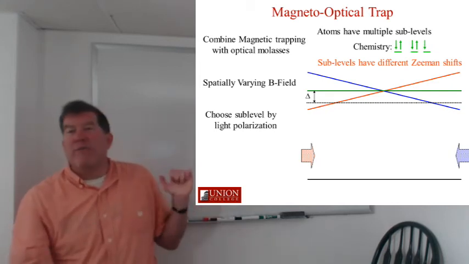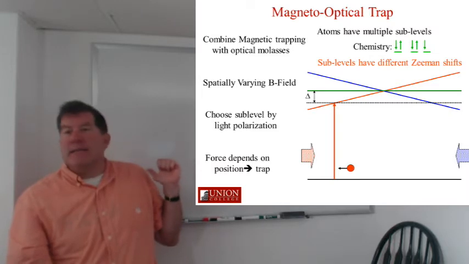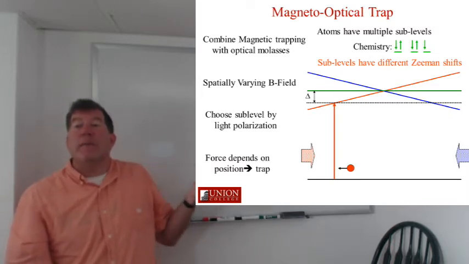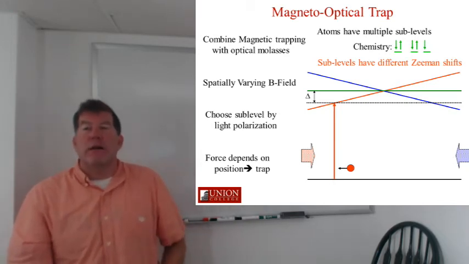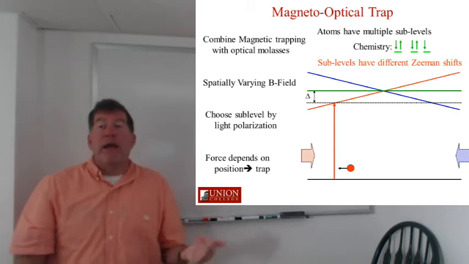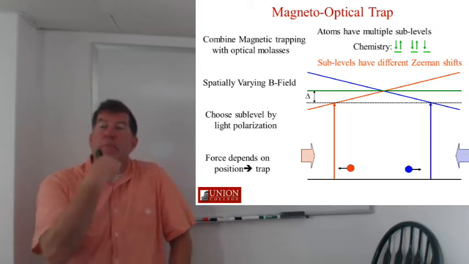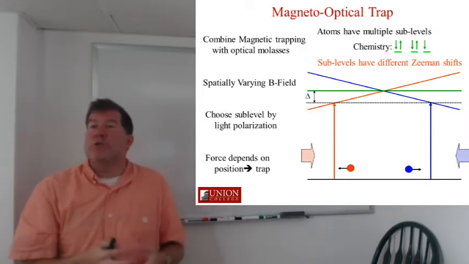So an atom that starts to move out to the left, even if it's going very, very slowly, when it gets to that point, is going to absorb light from the red laser coming in from the left. When it does, it feels a force that pushes it back toward the center. On the other hand, if the atom's trying to go out to the right very slowly, at some point it comes into resonance with that laser and feels a force that pushes it back.